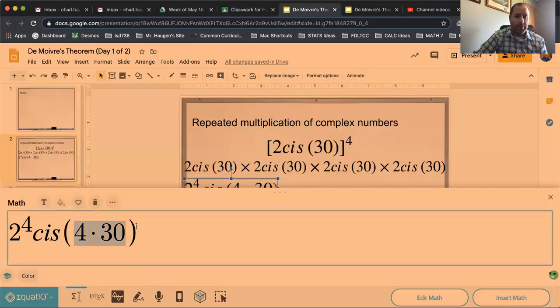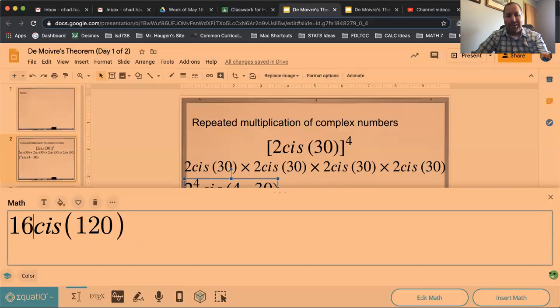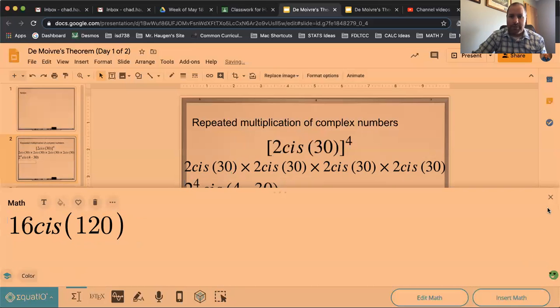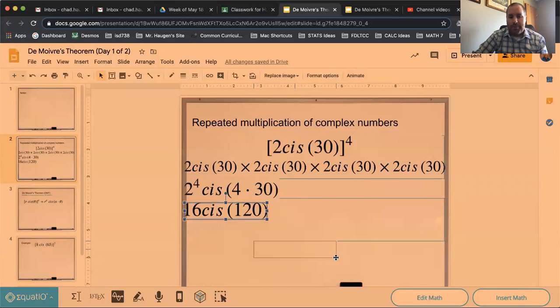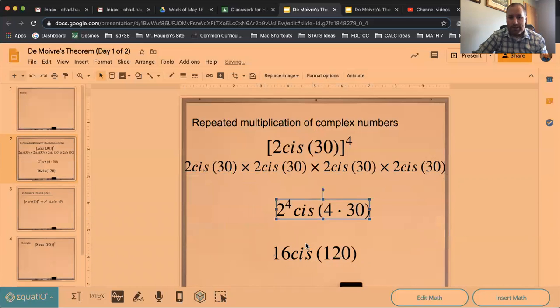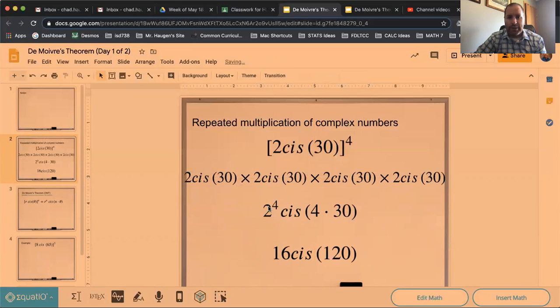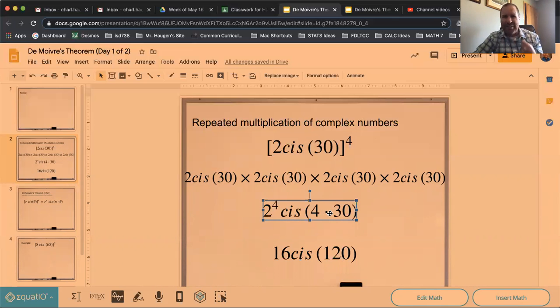So then we could finally evaluate and say, well, this is 4 times 30 is 120, 2 to the 4th being 16, right? And so there's our final result, 16 cis 120, or 16 cosine 120 plus i sine 120 in there. But here's where I want to focus on, right? This spot right here. Because we can see, oh, actually this exponent shows up on the 2. It sort of got distributed in a sense to the 2, and it also got distributed to the angle, but again, it's a rotation. We add those angles together.